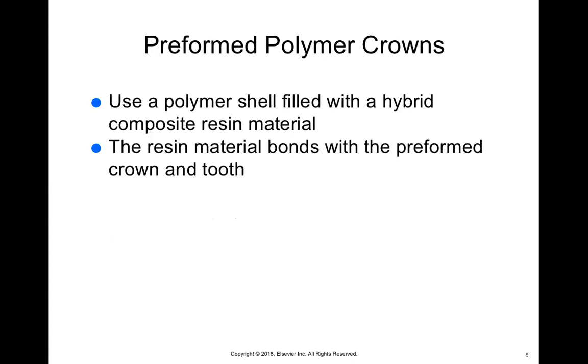So a polymer crown shell is filled with composite resin. This material is not as strong as the acrylic. So you would have to tell your patient to be very careful about biting into hard stuff. They have to be very careful about how they are flossing when they have this polymer crown in their mouth, because the material itself is not as strong. It's not going to withstand a lot of trauma. Okay, so the resin material itself is going to bond with the preformed crown, and it also will bond with the tooth.